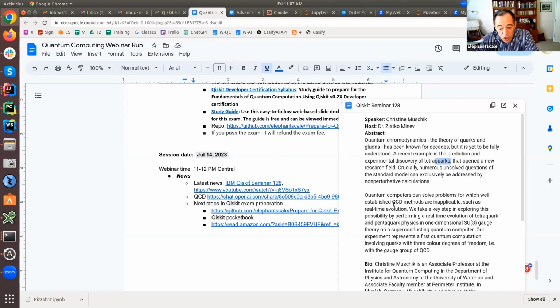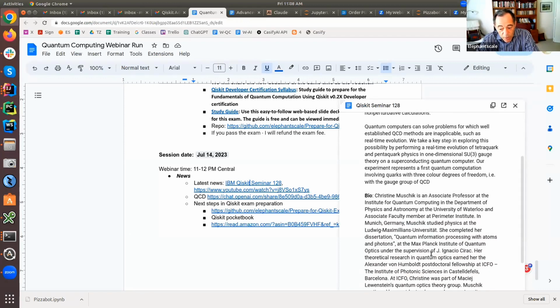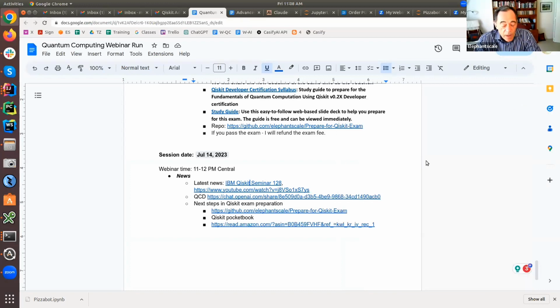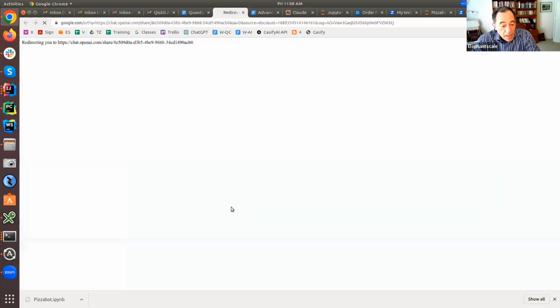So she talks about QCD. Now, what is this QCD? Because she's talking about a theory of QCD, and then talks about how quantum computers maybe can help. QCD is discussed right here, and that stands for quantum chromodynamics. So that's what QCD is. Well, okay, but it still doesn't tell me what it means. So what I did, let's close that. What I did is I went to ChatGPT and I asked, what is QCD? And that's what it told me.